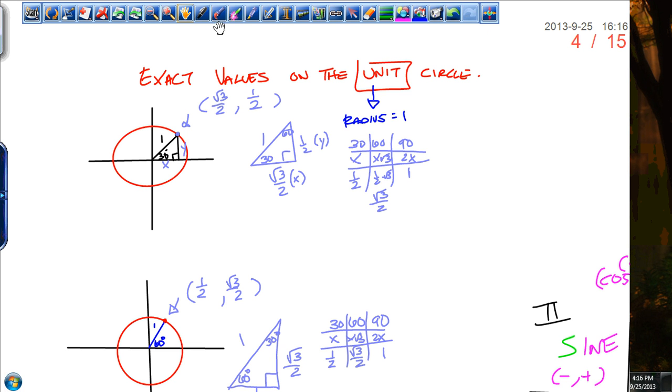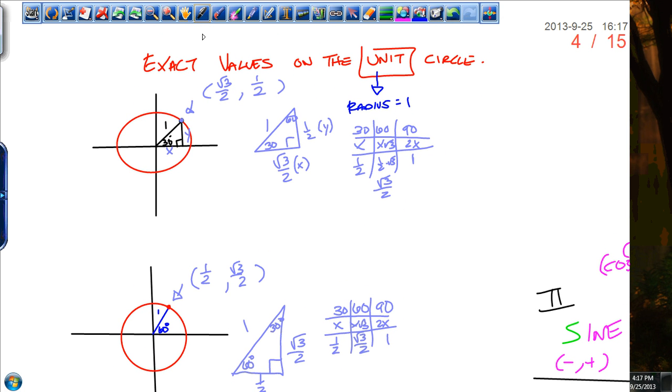Today we're doing exact values on the unit circle. It's called the unit circle because the radius is 1. I got all my work shown here, so feel free to pause and copy it down. The original problem is that we're just given this radius of 1 and the 30 degrees right here. And so we're trying to figure out this ordered pair, the little blue dot.